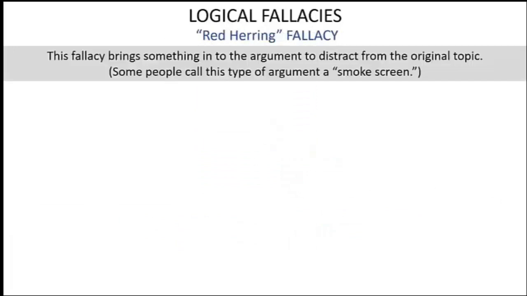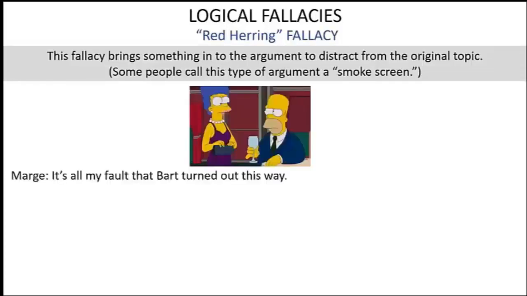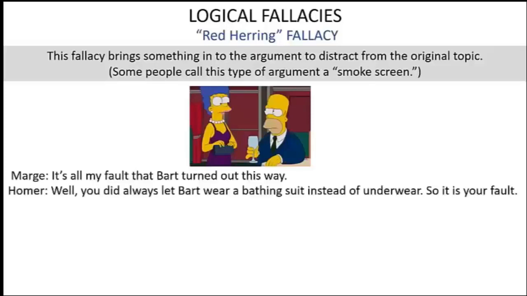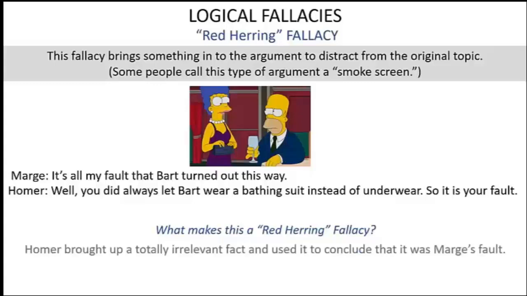The red herring fallacy. This fallacy brings something into the argument to distract from the original topic. Some people call this type of argument a smokescreen. Marge says, "It's all my fault that Bart turned out this way." Homer, "Well, you always did let Bart wear a bathing suit instead of underwear, so it is your fault." What makes this a red herring fallacy? Homer brought up a totally irrelevant fact and used it to conclude that it was Marge's fault.